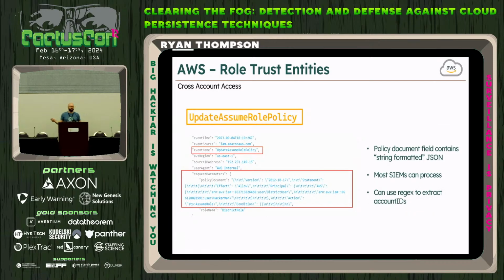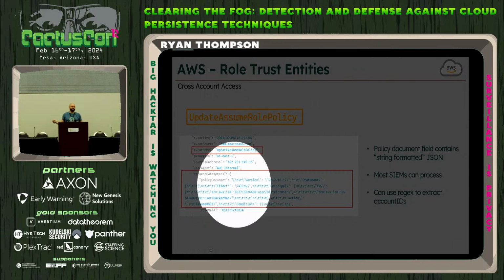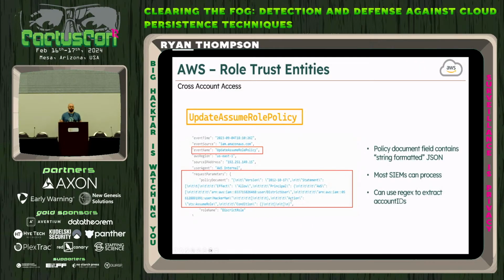And here's what an update assume role policy looks like. The event name is pretty straightforward. The policy document associated with it in the log is a mess. It is string formatted JSON. A lot of SIEMs will be able to handle this, but you may have to do some conversion. You'll have to use regex to extract the account IDs and figure this out. This is actually a great way to catch that cross-account activity.